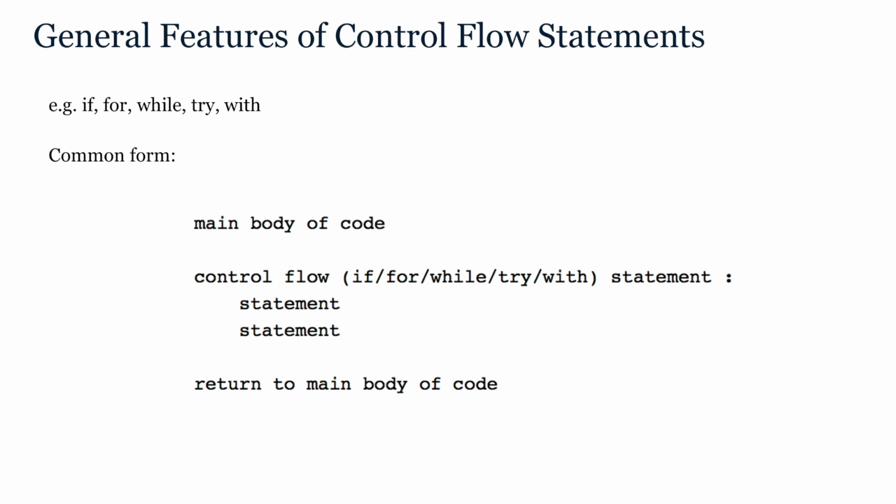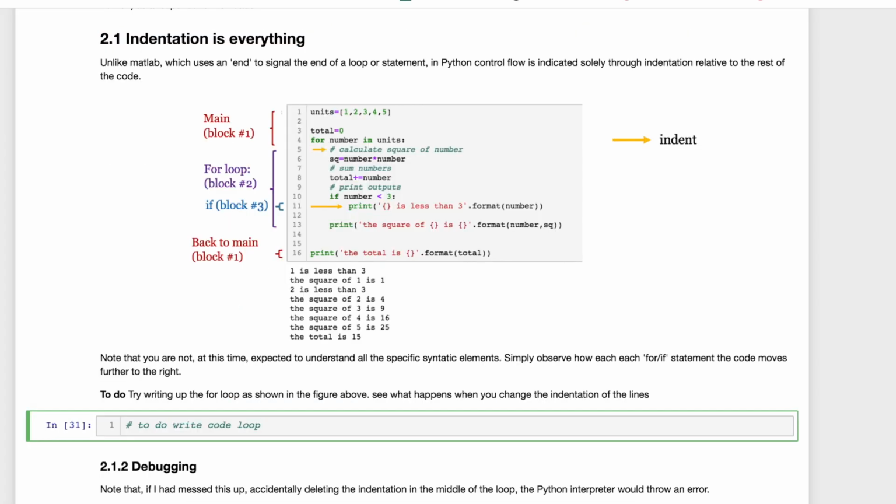Immediately following the control flow statement is a colon, which starts a new line which is indented from the left. Let's try this in a Jupyter notebook. So in Python, indentation is everything. Flow through code is entirely indicated through indentation, not end statements like in MATLAB, or brackets as in C.